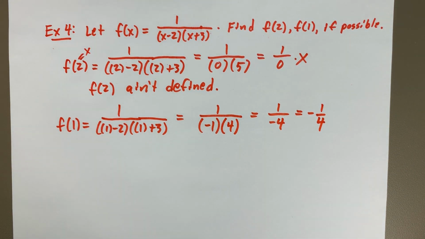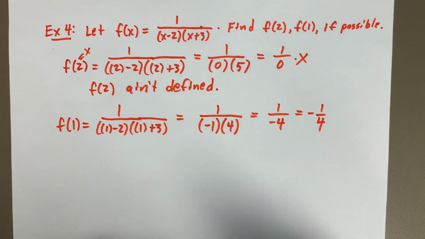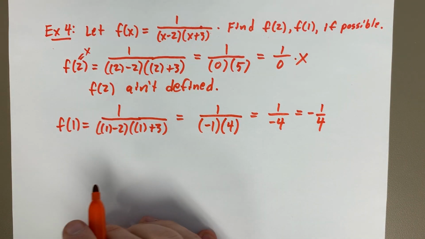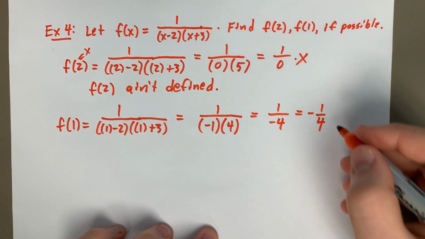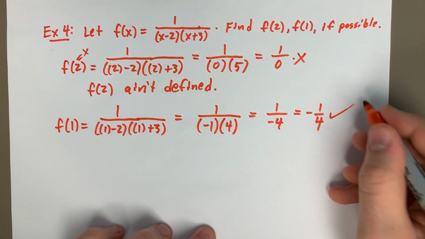So it is defined. Yes, we can have division of negative numbers. That is perfectly okay. We just can't have division by 0. So it turns out f of 1 is minus 1/4, and it is defined there. We said that f of 2 isn't defined because we get division by 0, and here it is defined because I get minus 1/4 out.